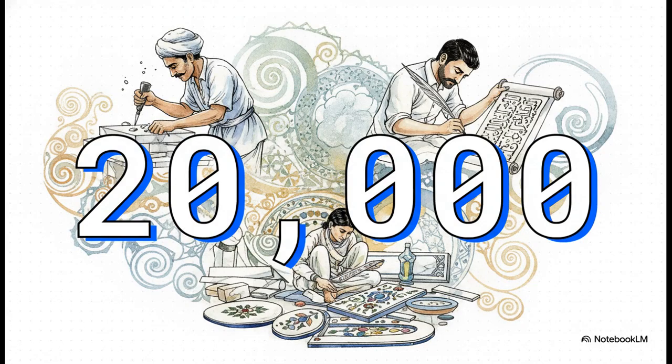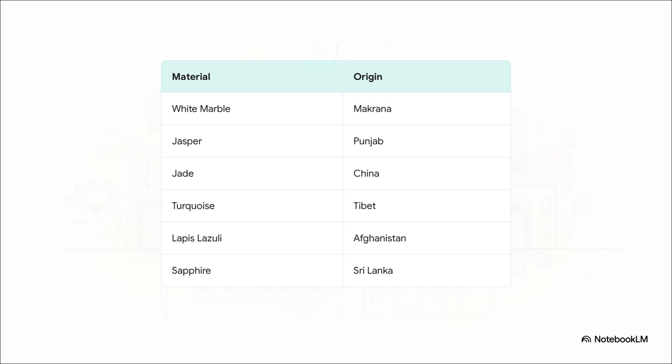And this monumental effort was powered by an army of 20,000 workers. 20,000! Brought in from all across northern India, it was a highly specialized workforce. You had stonecutters from Baluchistan, calligraphers from Syria and Iran, and inlay artisans from southern India, all laboring unceasingly for over 2 decades. Just picture the supply chain needed for this.